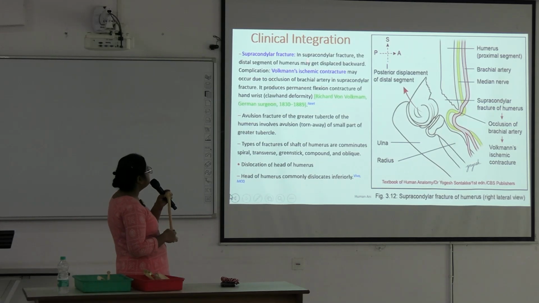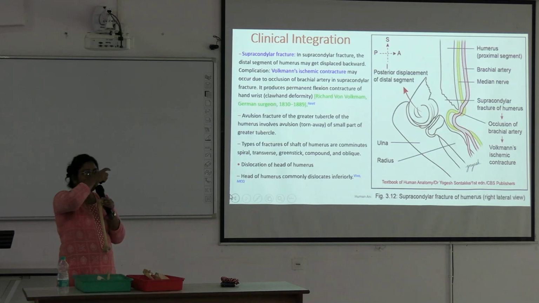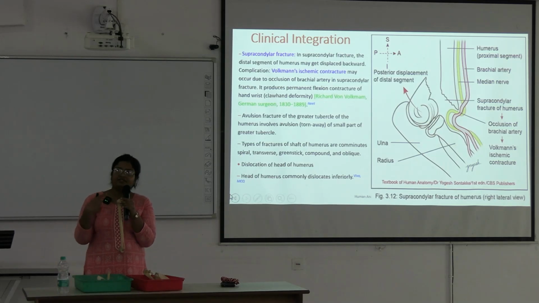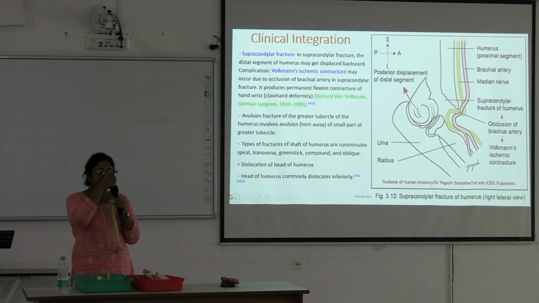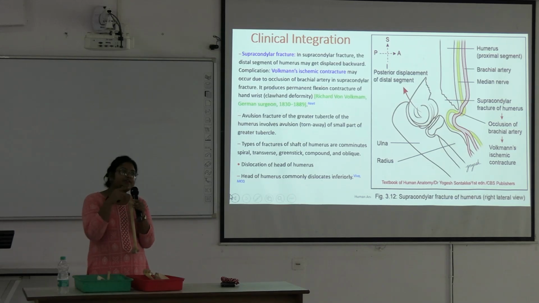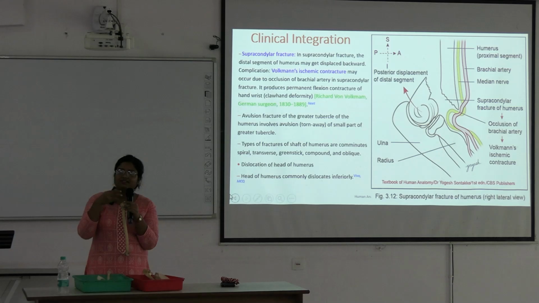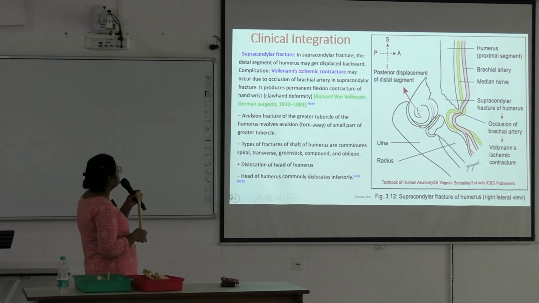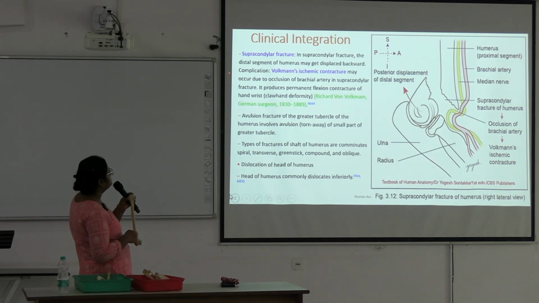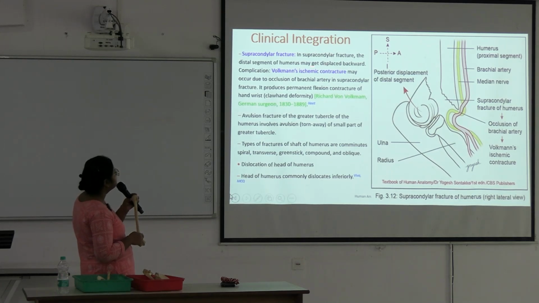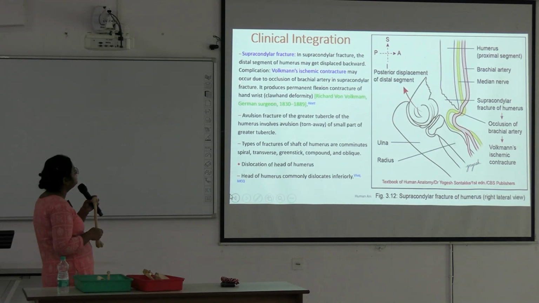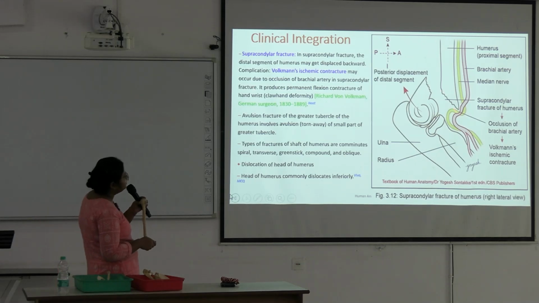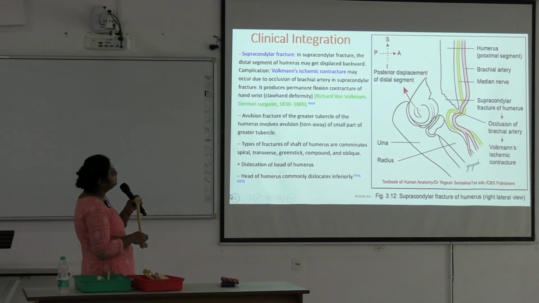Next is supracondylar fracture. This comes as a short note or part of a long question. This is very, very important. Supracondylar fracture of the humerus. So, fracture at the surgical neck and fracture of supracondylar region, these two are very, very important for clinical aspect. So, supracondylar fracture. In supracondylar fracture, the distal segment of humerus may get displaced backward. See here, this is the fracture site. This distal end is displaced backward and upward.